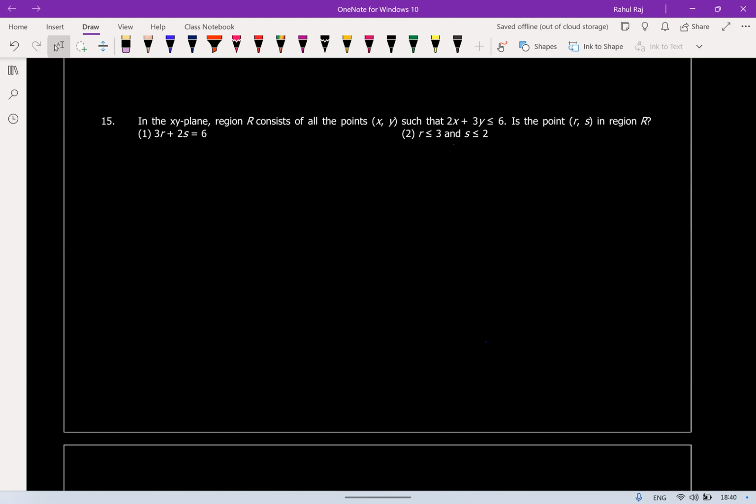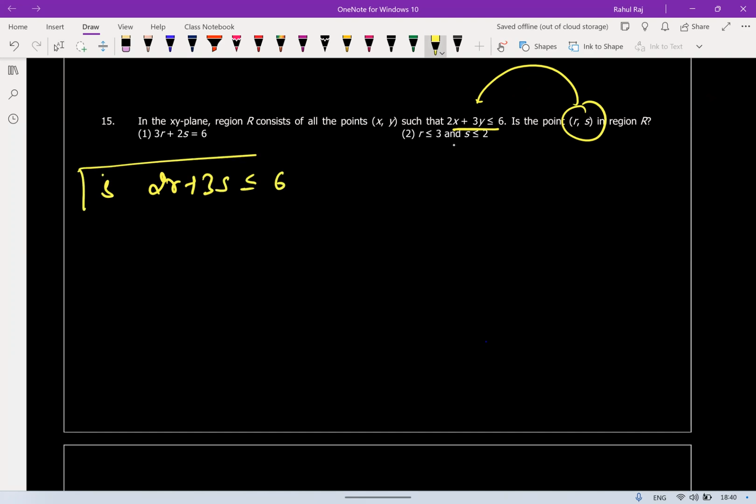So it says, in the xy plane, given R consists of all the points (x, y) such that 2x plus 3y is less than or equal to 6. Does point (r, s) lie in the region? If point (r, s) lies in the region, it should satisfy 2r plus 3s less than or equal to 6. This is my question. Now there are two statements given to you. Forget coordinate geometry altogether. Statement number 1 is 3r plus 2s is equal to 6.